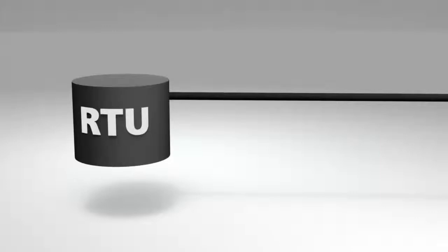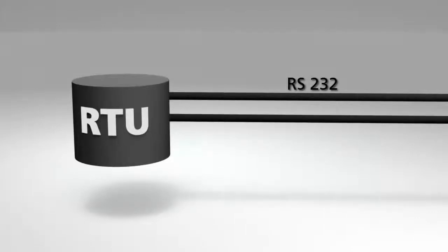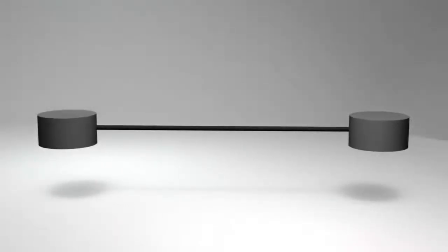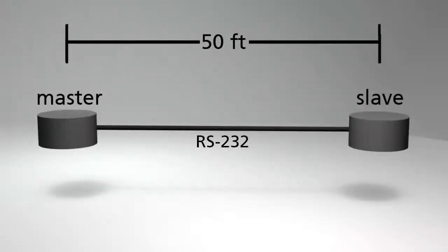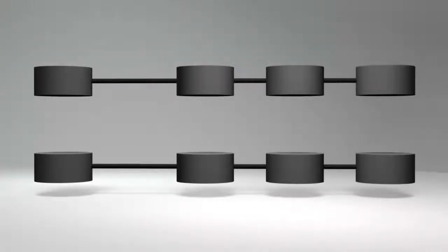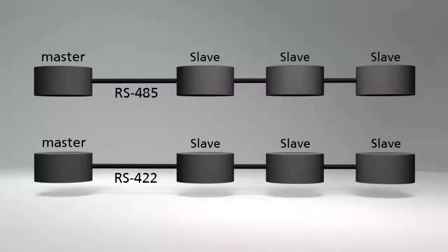Modbus RTU devices typically use one of three electrical interfaces: RS-232, RS-485, and RS-422. RS-232 is a simple point-to-point arrangement. If you only need to connect one device to another, and the distance between the two devices is less than 50 feet or 15 meters, then RS-232 will do the job. To connect more than two devices on the same line, and/or have a distance of greater than 50 feet, you should use RS-485 or RS-422.